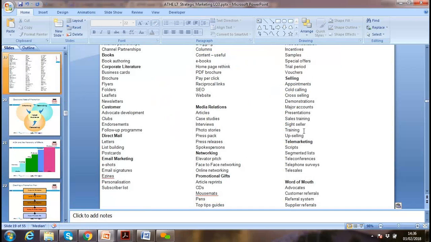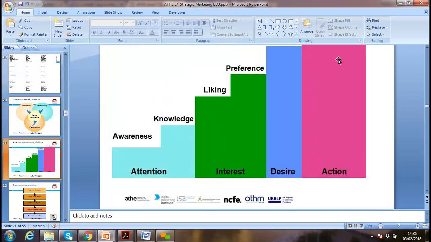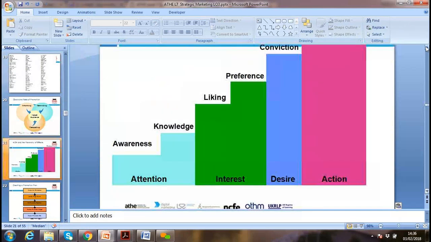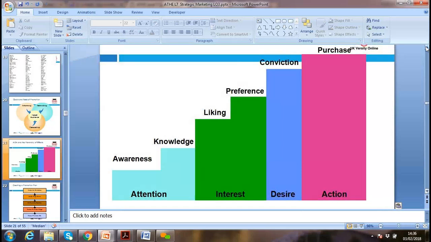So selling, telesales, teleconferences we do. We use one technique called the AIDA principle. Whenever we are discussing with someone, the first thing is we need to get their attention. If we don't have attention, we're not going to create an interest. So first thing, attention. How can we get attention? Awareness and knowledge. If they have knowledge and are aware, we'll get their attention.